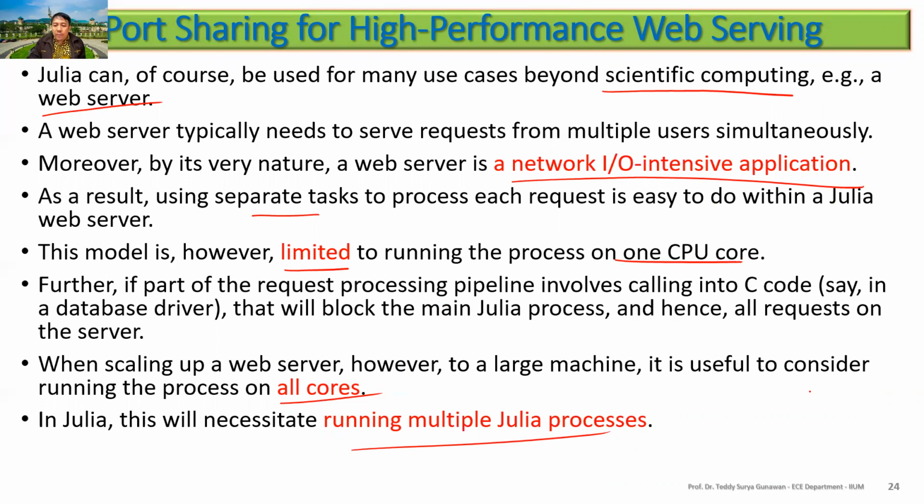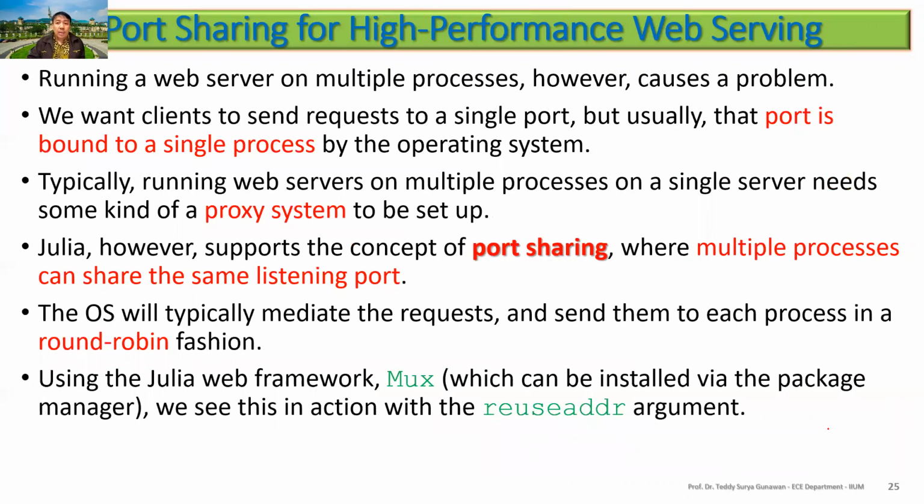If you have one request, create one Julia instance. If you have another request, create another one. But there's one problem here because we need to share the port. We want clients to send requests to a single port. For example, if you put HTTP localhost, by default this will be on port 80, so you cannot change this. Only one process, one port, so we need port sharing, where multiple processes can share the same listening port.